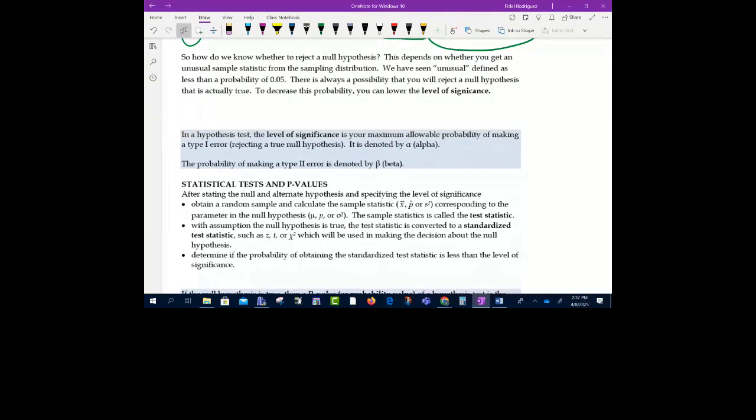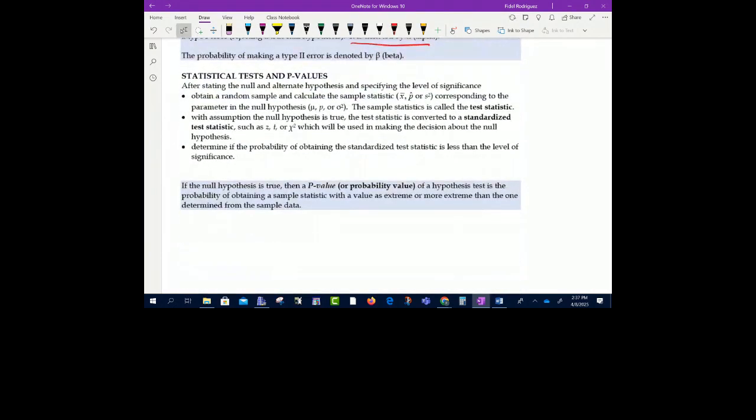So y'all, in a hypothesis test, the level of significance, your maximum allowable probability of making a type 1 error, is denoted by alpha. We're going to get into some of that on Thursday, okay? Let's see, statistical tests and p-values.